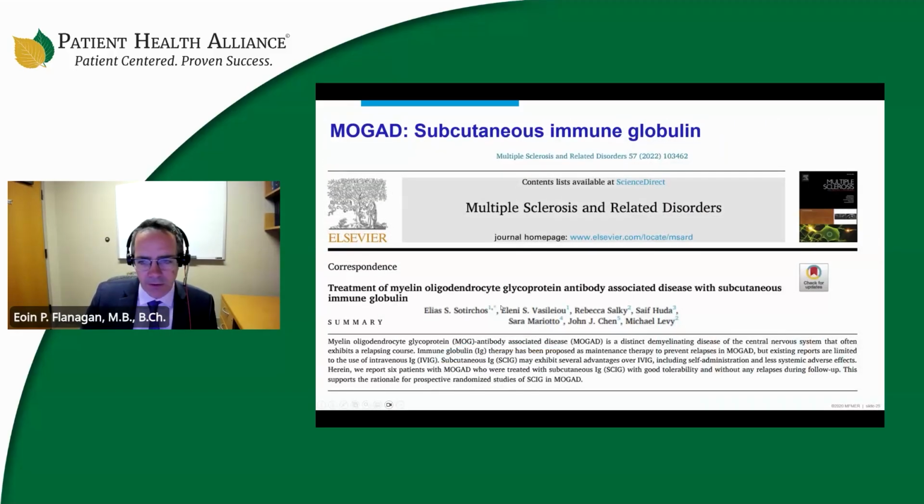You can also give this subcutaneously. This was a study done at Johns Hopkins, where you inject the immunoglobulin not into the vein, but actually under the skin in the belly. And that's another way of giving what we call subcutaneous immunoglobulin, or SCIG. And that also looks like a promising option for MOGAD.